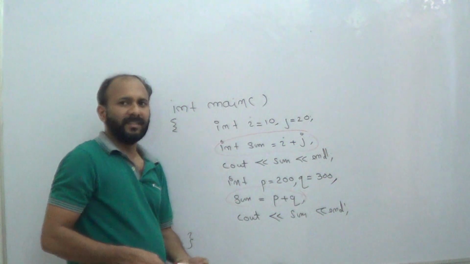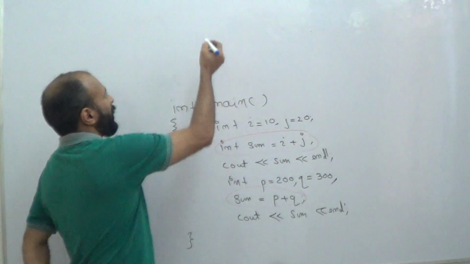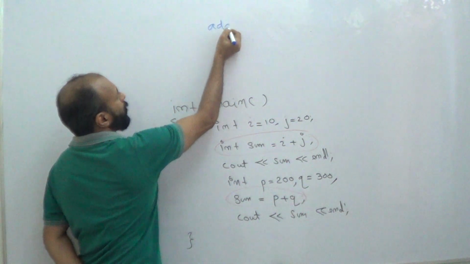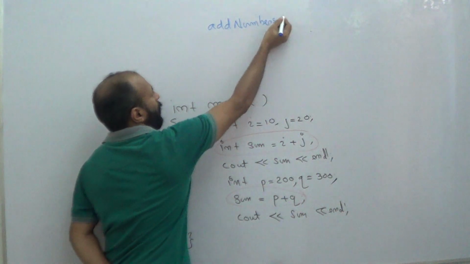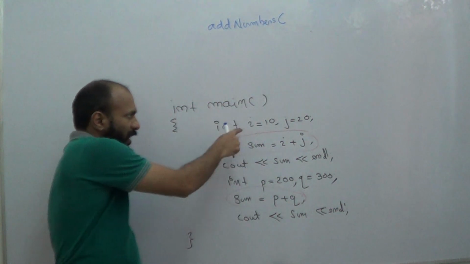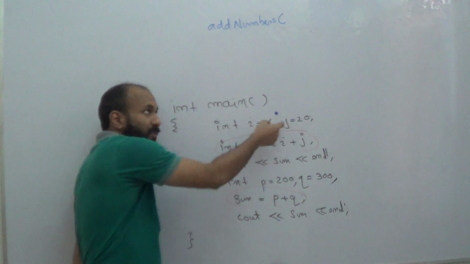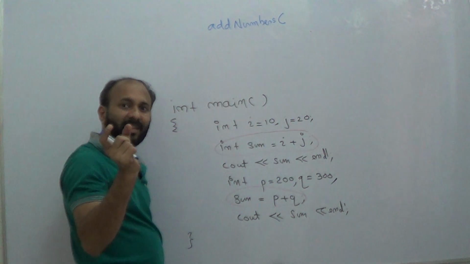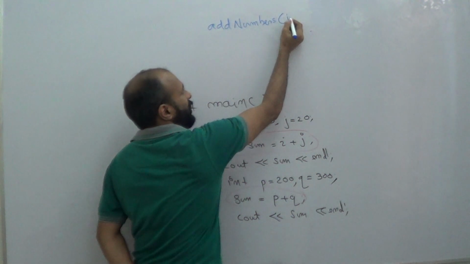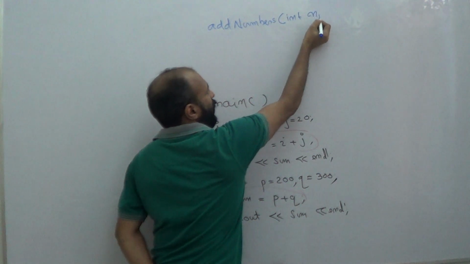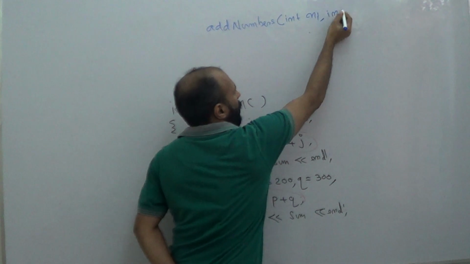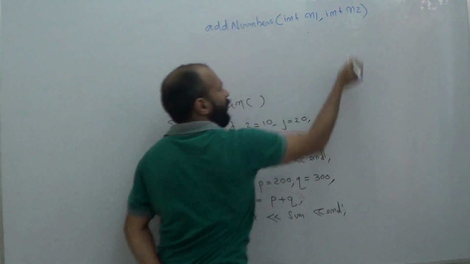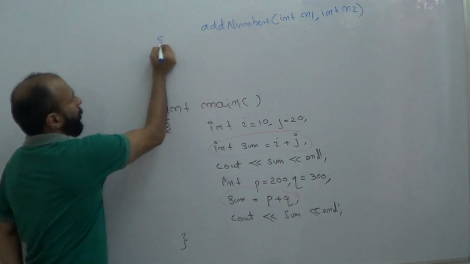Now we can write a function. The name of the function is addNumbers. Now here I am going to add two integers. So this function has to collect two integers. Here I am writing int n1 comma int n2.